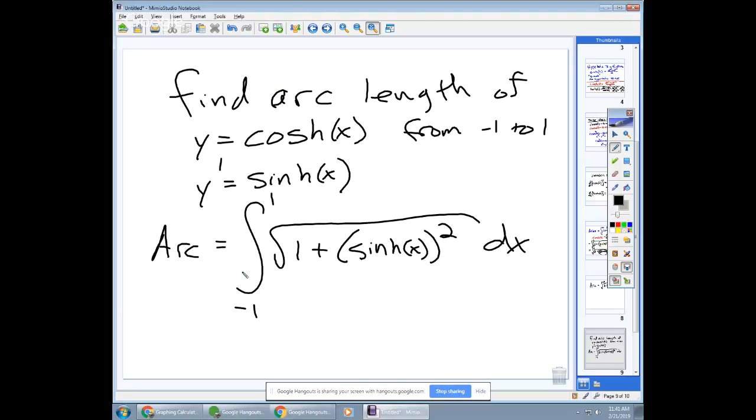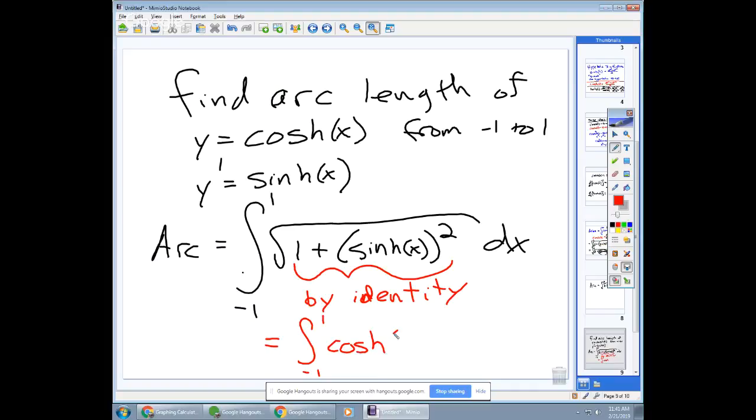Okay. However, we have an identity that says that is really equal to the cosh squared, and the square root of the cosh squared is the cosh, right? So by our identity, this becomes the integral from -1 to 1 of the cosh of x dx. The antiderivative for the cosh is just the sinh, so then I just have to evaluate the sinh from -1 to 1. Yeah, so it turns out, hey, wow, that cleaned up nice.